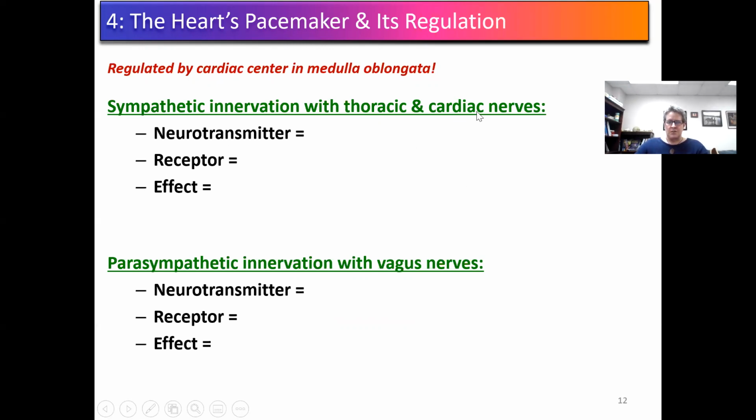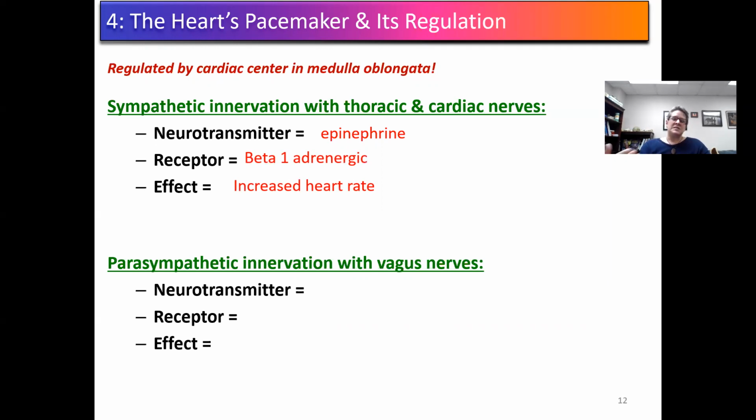nerves and cardiac nerves. Remember, thoracic nerves tense you up. That's fight or flight. The neurotransmitter involved in a sympathetic response is epinephrine. Now, on the heart's pacemaker muscle cells, you have a receptor for that epinephrine that is a beta 1 adrenergic receptor. When that receptor is bound, ultimately that will open up things like sodium and calcium channels, and that will make the heart rate go up. Another way of saying this is that the rate of heart pacemaker depolarization goes up.